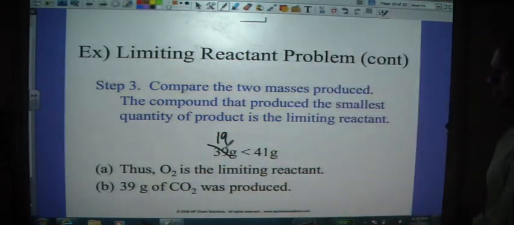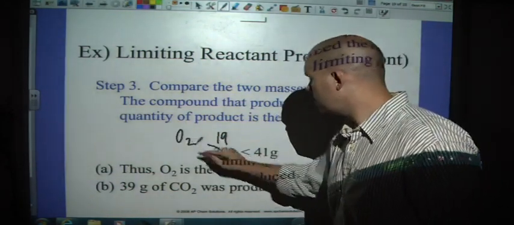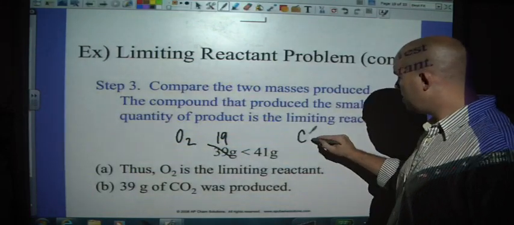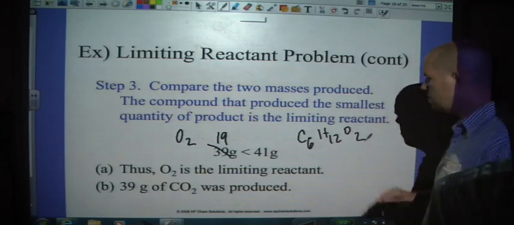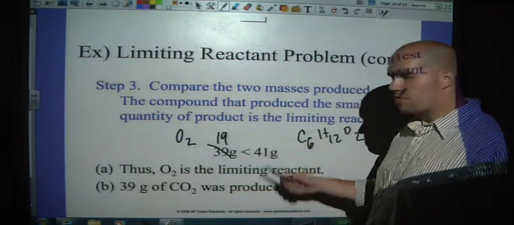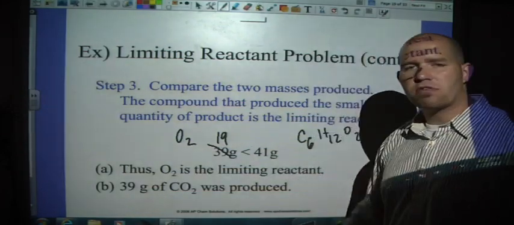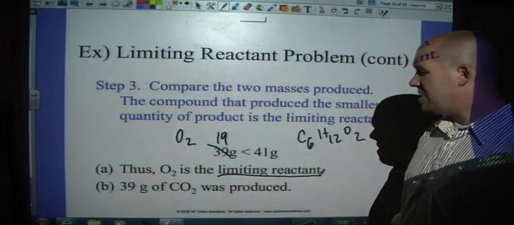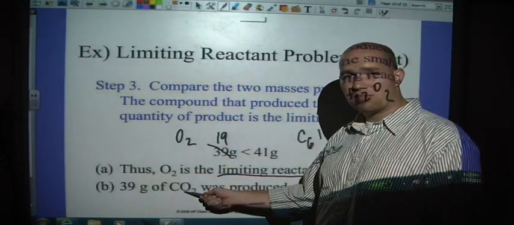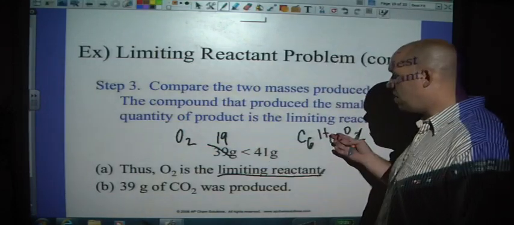19 being less than 41. Okay? 19 belonged to the oxygen. And over here, that 41 belonged to our glucose. Okay? Well, 19 is smaller than 41. Okay? So that means we ran out of oxygen first. If you run out at first, it's the limiting reactant. The question is, how much was actually produced? How much carbon dioxide was actually produced? Well, it's whichever number is smaller.